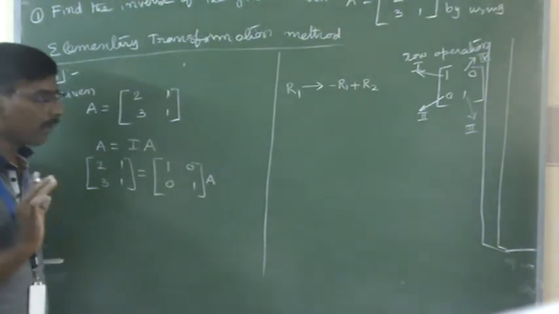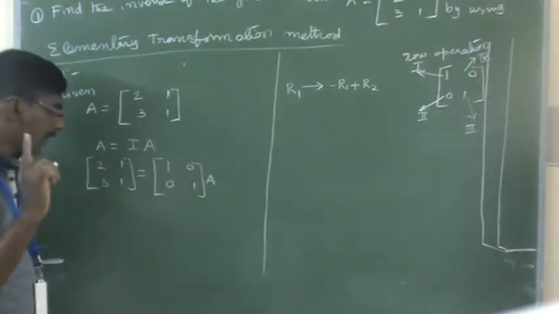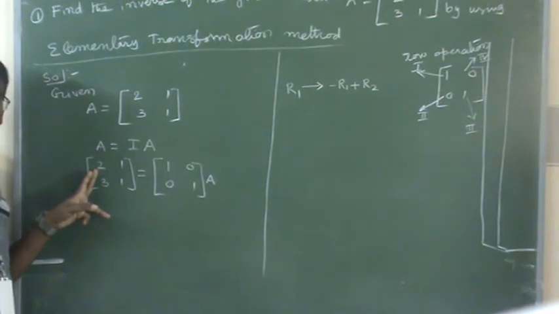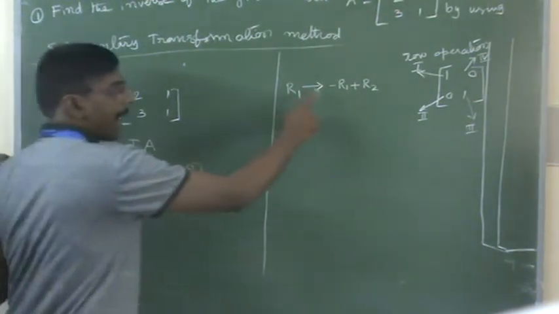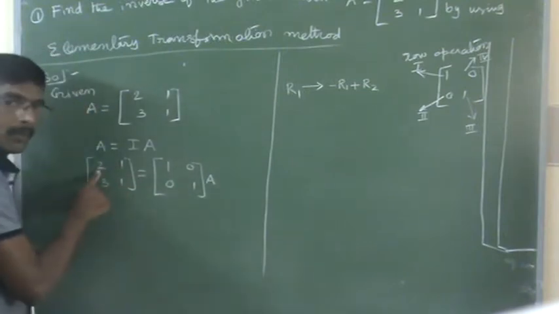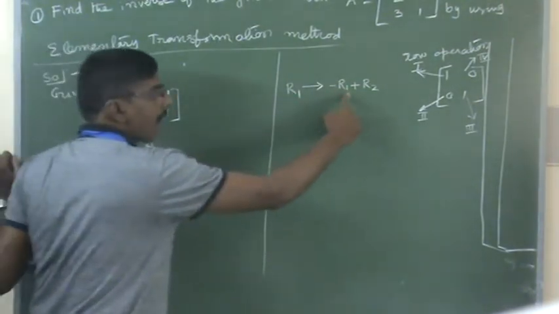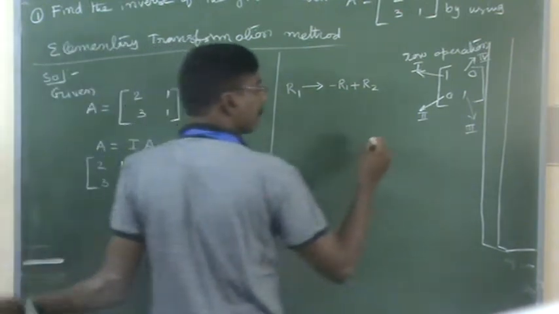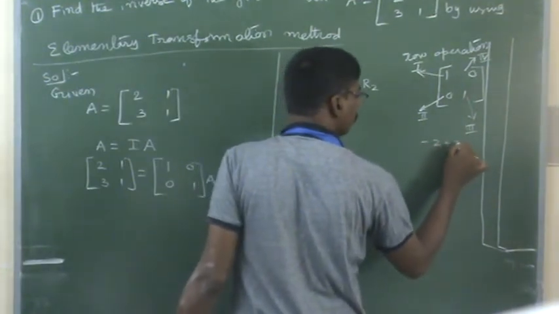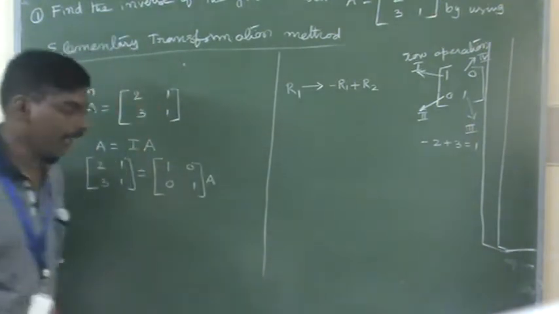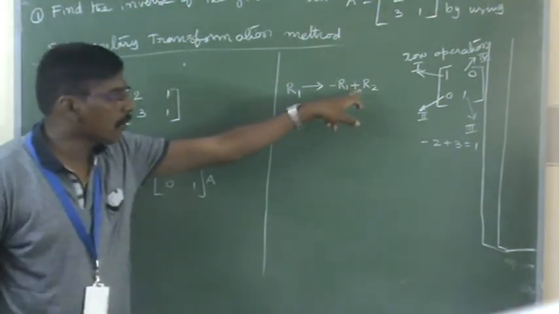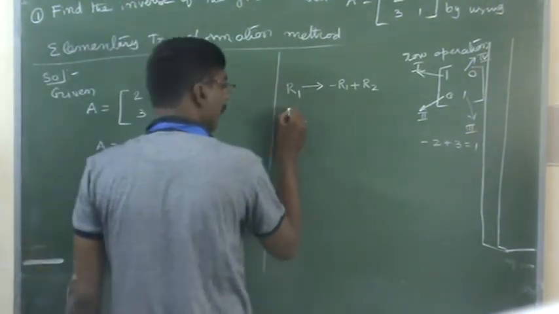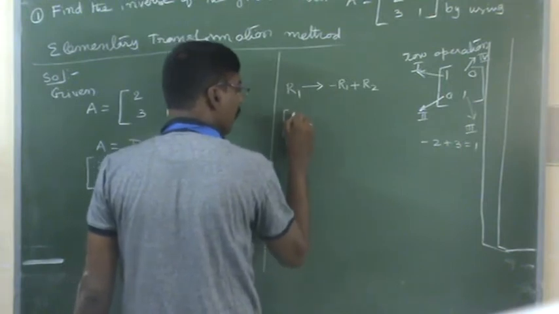Minus R1 plus R2. Now try it out very clearly. I am taking the first element. First element place, minus R1 place, what is the value? 2. Minus 2 plus R2 place, what is the value? 3. So here I am writing minus 2 plus 3. What value are we getting? 1. See that very clearly? Minus 2 plus 3, the value is 1. So the first element is 1.